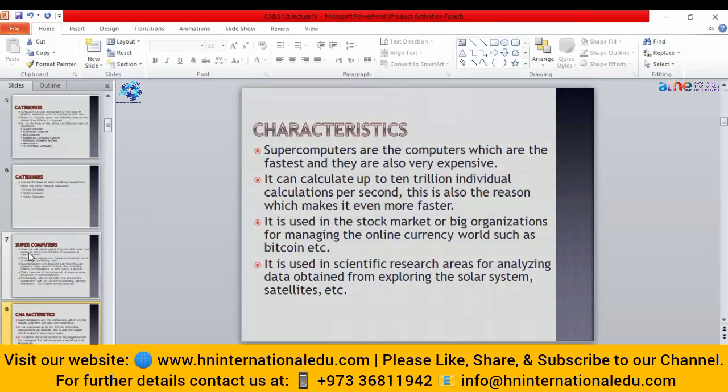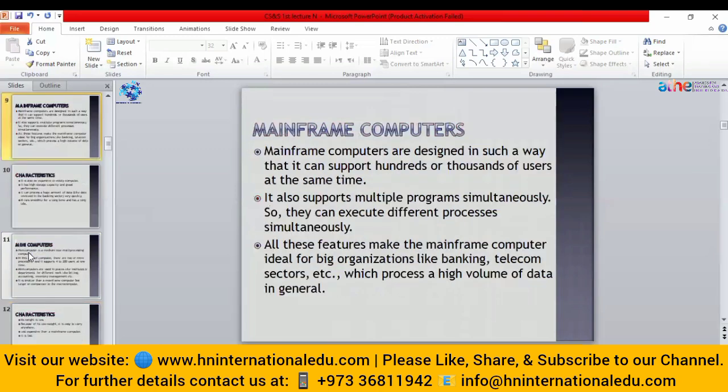It is used in the stock market or big organizations for managing online currency, such as Bitcoin. It is also used in scientific research areas for analyzing data obtained from exploring the solar system and satellites, or for weather forecasting. We are using these types of computers there.